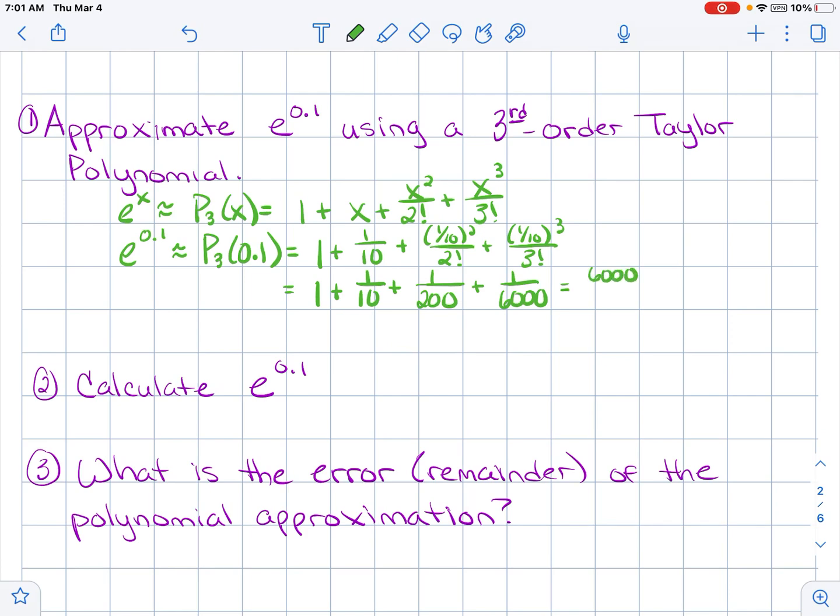Getting a common denominator then, I have 6,000, and then 600 times 10, so that's 6,000 plus 600, plus 30 times 200 is 6,000, plus 1. So I have 6,631 over 6,000. That's my approximation. I think e to the 0.1 is not equal to that, but approximately that.